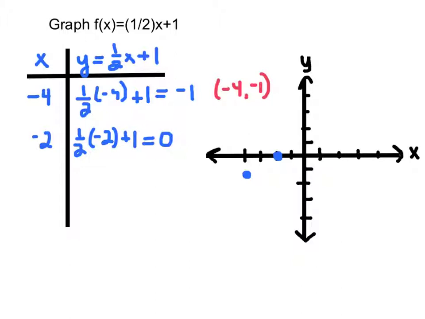Again, I'm going to go ahead and pick another x value. I'm going to pick 0 for x. When I plug in the 0, it turns into 1/2 times 0 plus 1. 1/2 times 0 is 0, plus 1 is equal to 1. And so I have the ordered pair 0, 1.